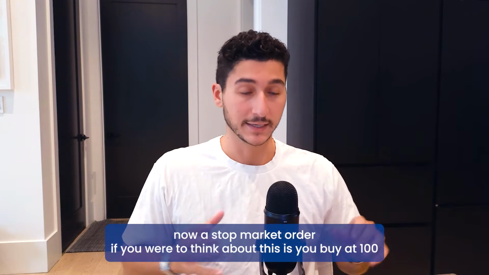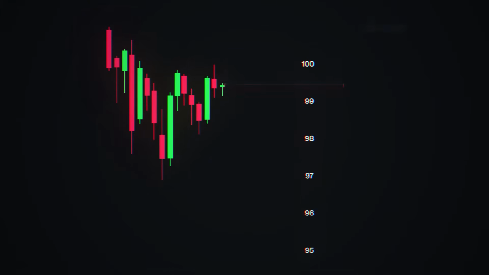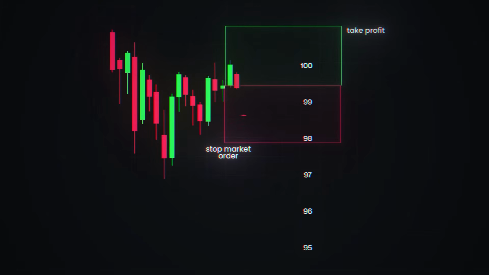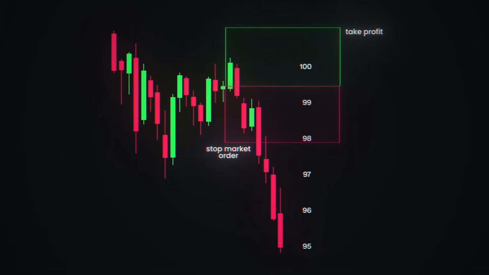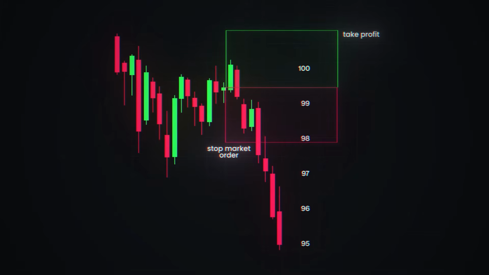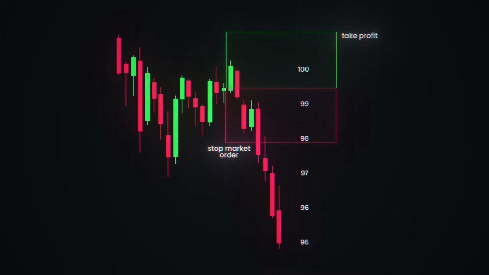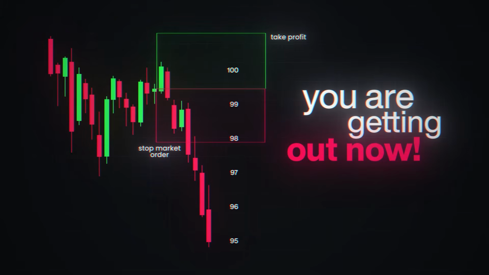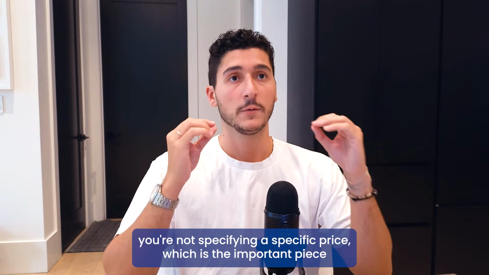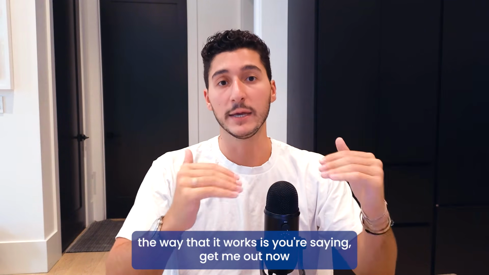Now, a stop market order, if you were to think about this, is you buy at 100, you put your stop market order at 98. If price gets to 98, then that triggers a market exit. So that means whatever either at the bid or the ask, whatever it is, you're getting out now. You're not specifying a specific price, which is the important piece. The way that it works is you're saying, get me out now.